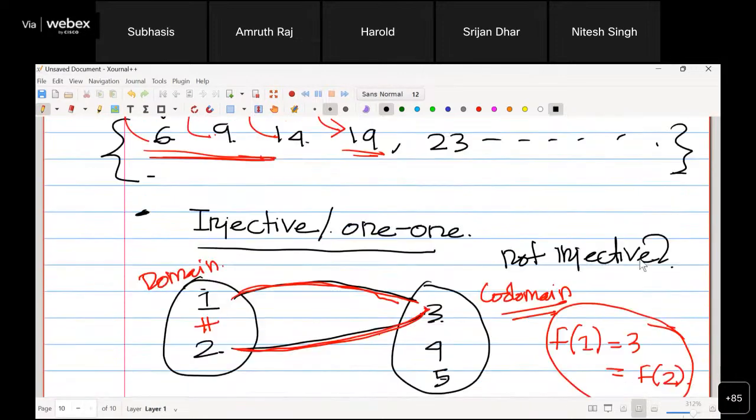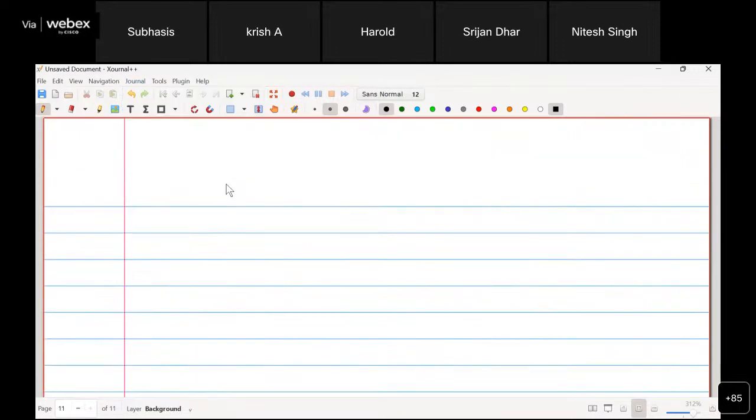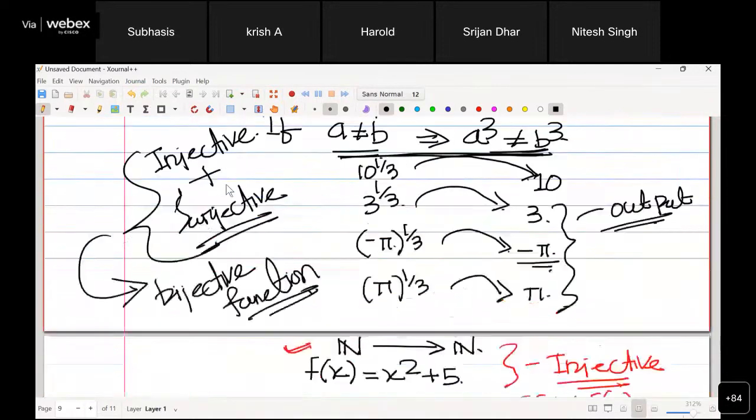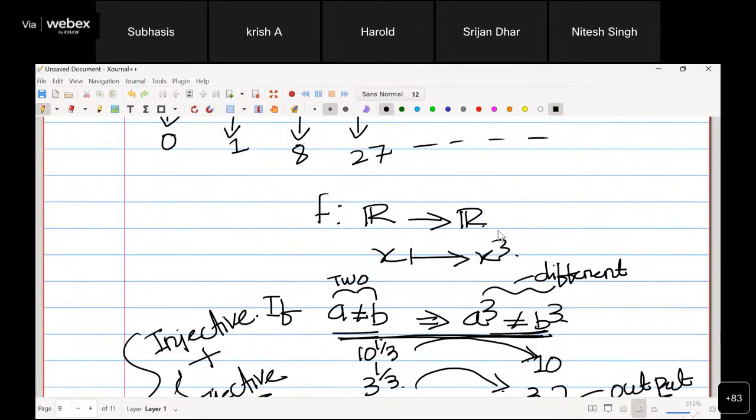Pardon me, sir, can you just repeat this topic, bijective? What I said is that if a function is both injective and surjective, then that function is bijective. For example, in the question I have given, this function is both surjective as well as injective. So that's why this function is a bijective function.